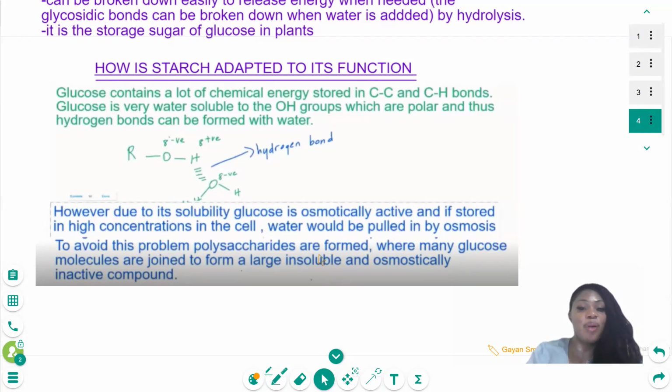So to avoid this problem, polysaccharides are formed, where many glucose molecules are joined to form a large, insoluble and osmotically inactive compound. All right? So I'm going to give you a chance to copy that, and then I'm going to give you a short break. After the break, we're going to continue learning about the adaptations. All right, so go ahead and copy this, and then have a short break coming up.